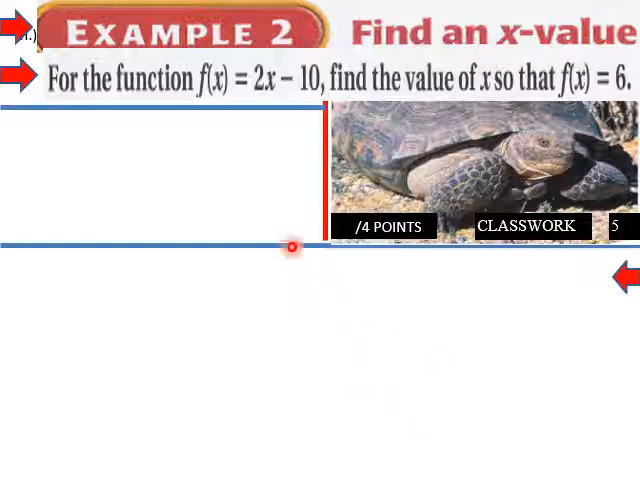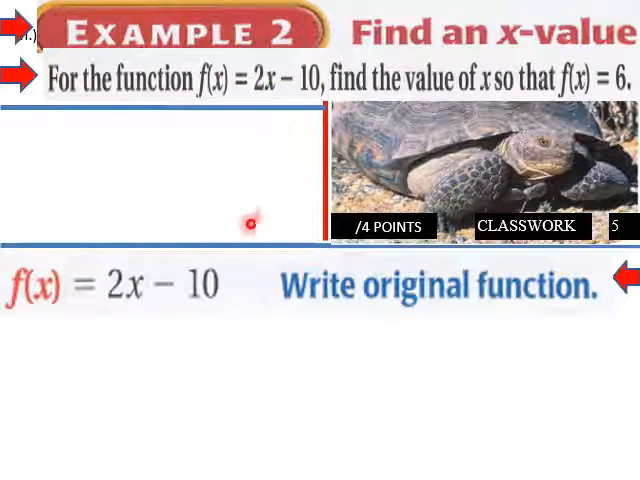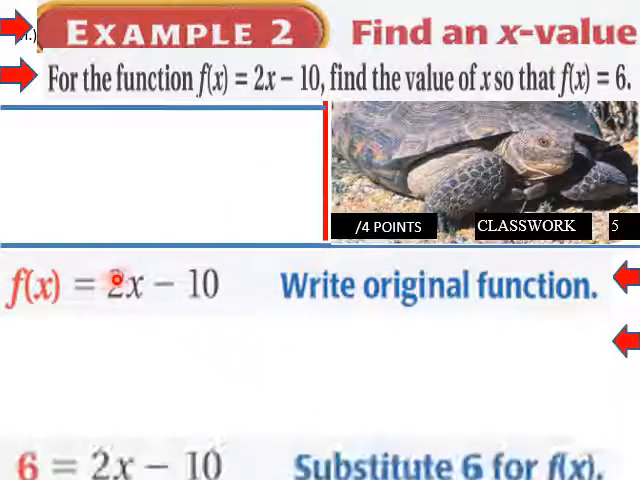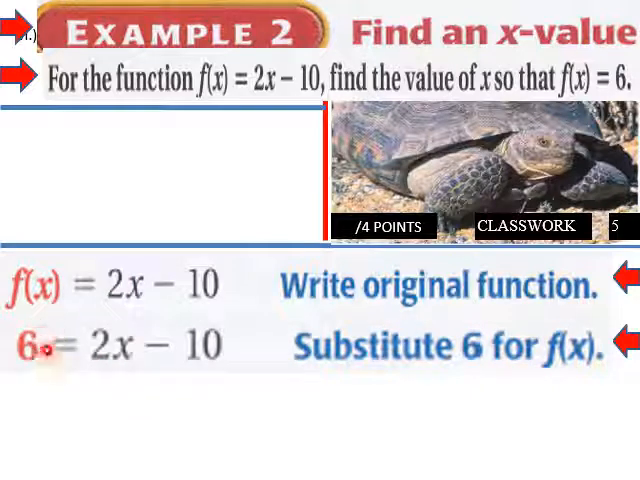Example 2, find an x value for this function here. f of x equals 2x minus 10. Find a value of x so that f of x equals 6. So for this whole thing to equal 6, what does x have to be? So there's our original. We put our 6 over here. This has got to equal this.